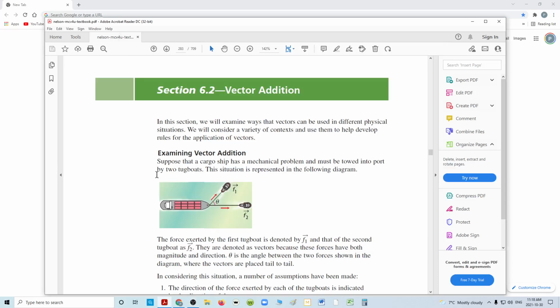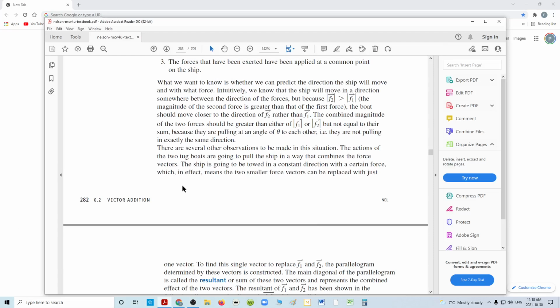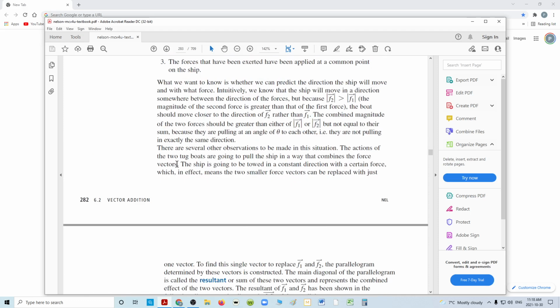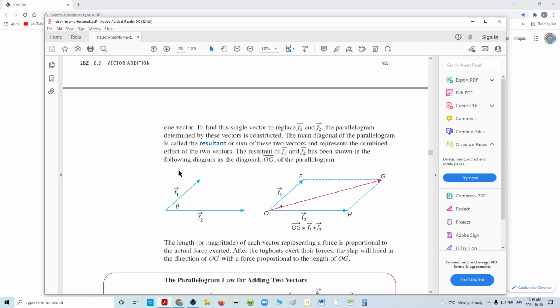Okay, we're going to go on to 6.2, which is vector addition, which is pretty straightforward. And in this section, you'll need skills of the cosine law and the sine law, because figuring out the line distance is easy enough, but figuring out the angles is the tougher part.